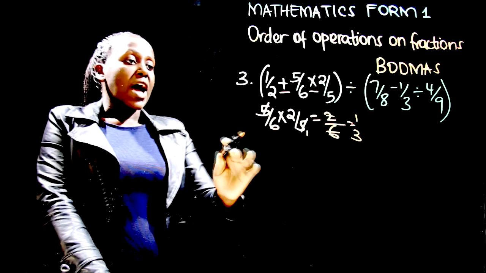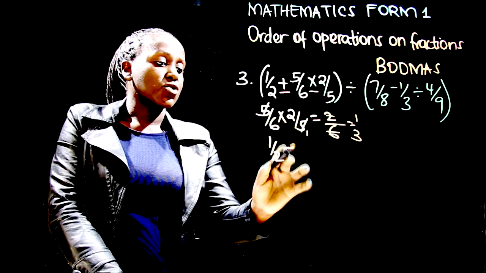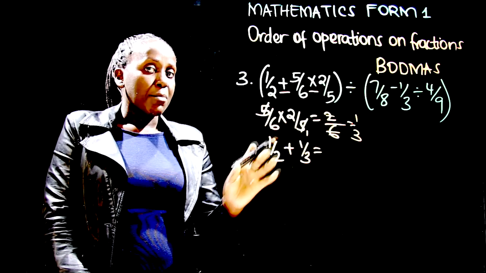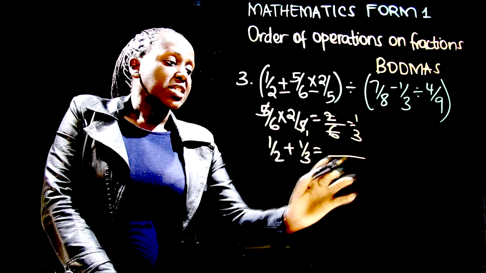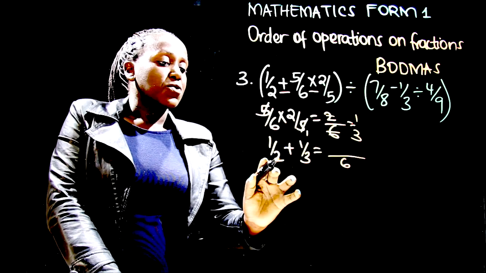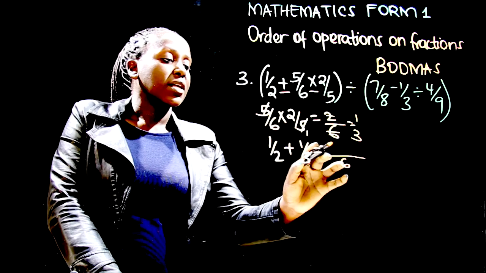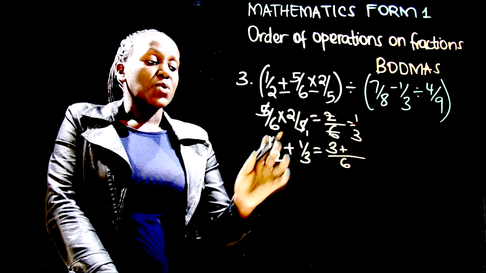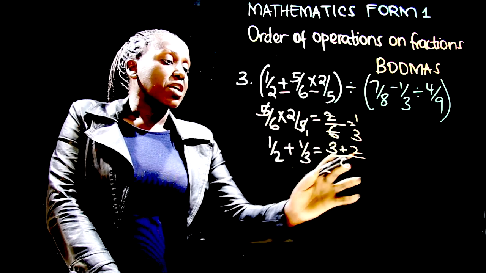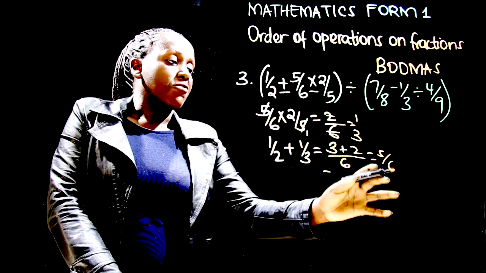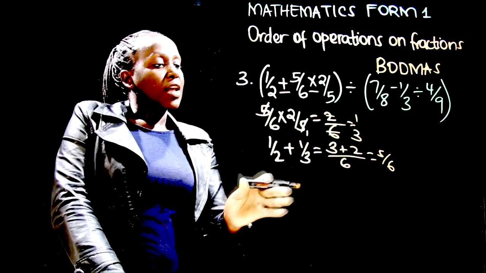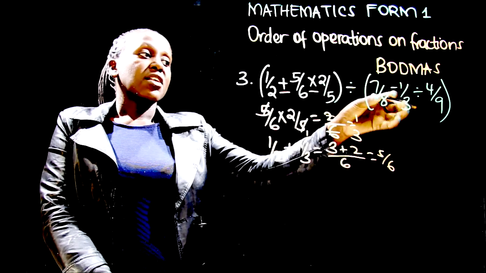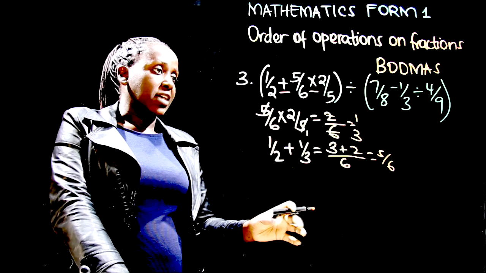So after this, we now add. So we have 1 over 2 plus 1 over 3. How do we add? We get the LCM of the denominators, which is 6. 6 divided by 2 is 3. 3 times 1, 3, plus 6 divided by 3, 2. 2 times 1 is 2. So this will be equal to 5 over 6. Okay? Now, having worked out this first part, we will work out inside the second set of brackets.